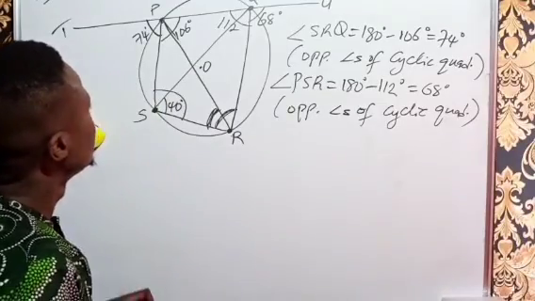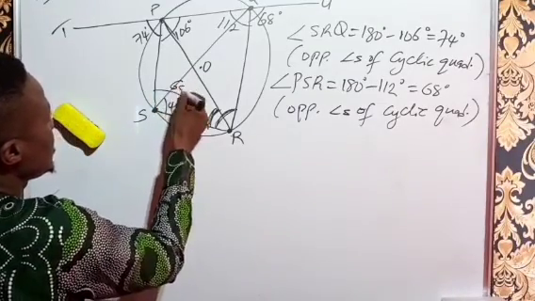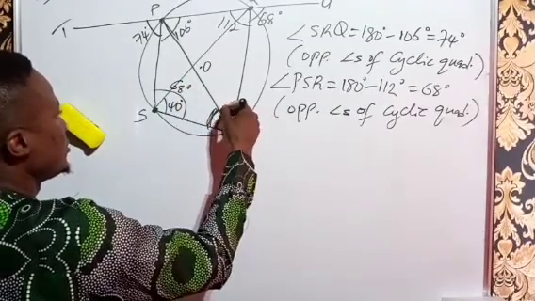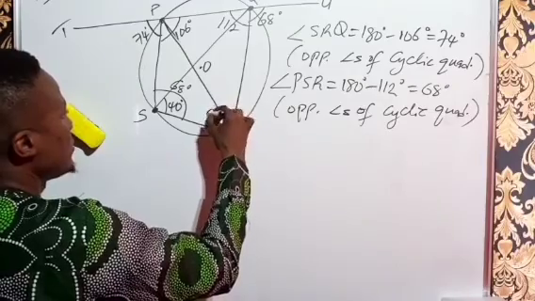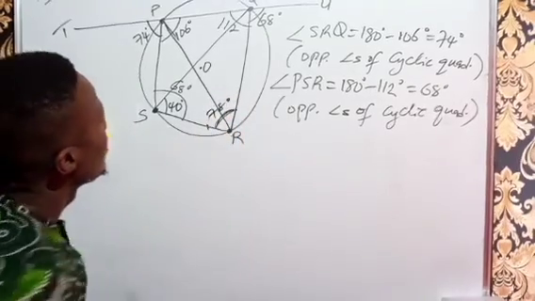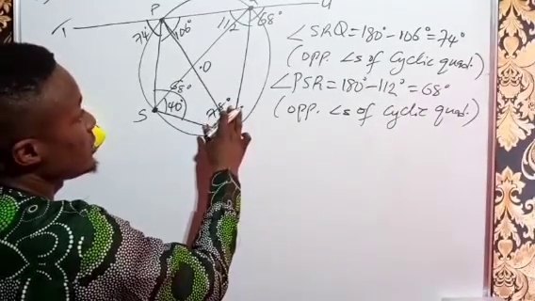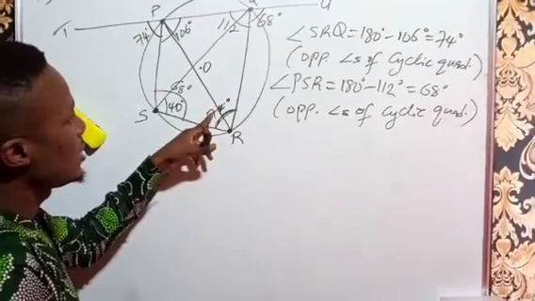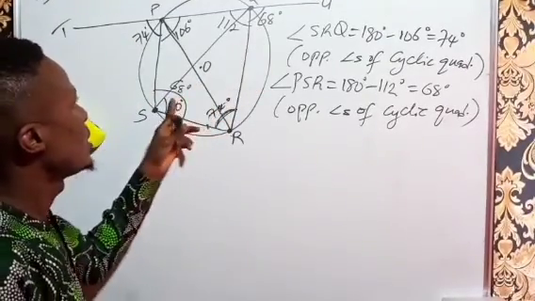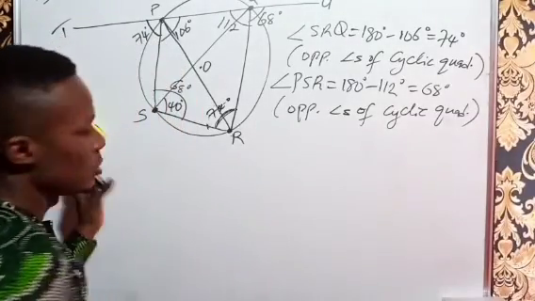Okay, so this total angle here is also 68 degrees, and the total angle here is also 74 degrees. Oh, there is another theorem. So you see that this angle and this angle are the same. Why are this angle and this angle the same? You can still take it up again, alternate segment, to be faster.